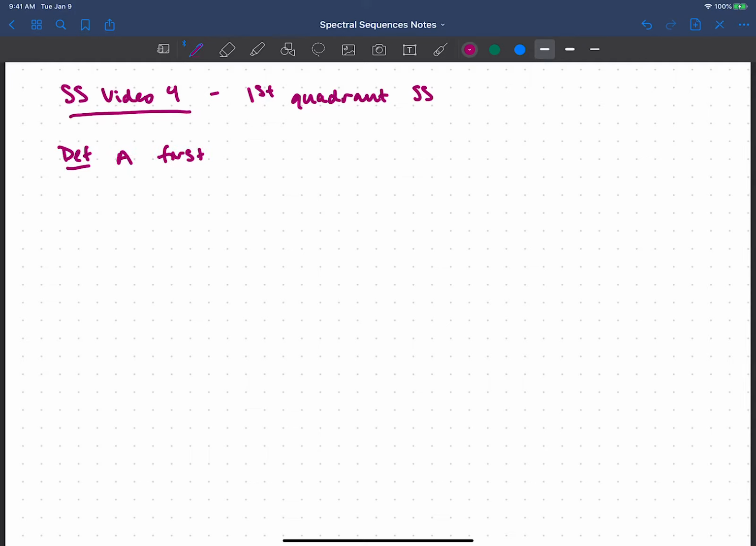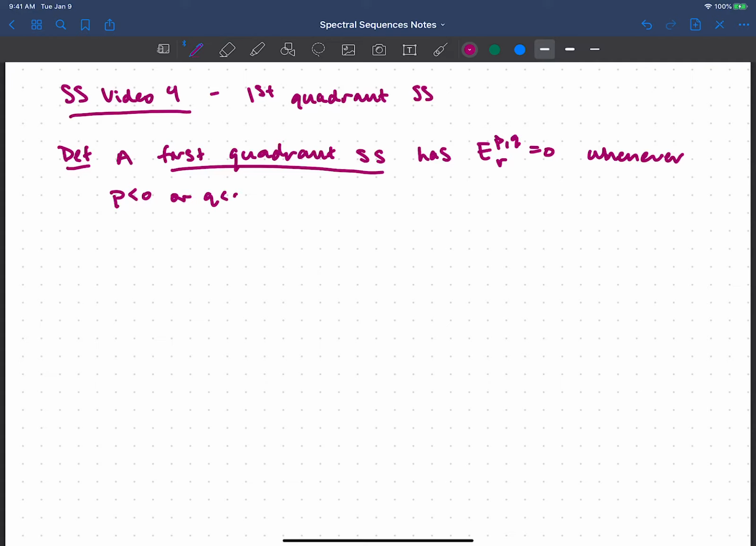A first quadrant spectral sequence just has E_r^{p,q} equal to 0 whenever p is less than 0 or q is less than 0. That tells me all the interesting things are concentrated in the first quadrant. I'm writing this for a cohomological spectral sequence, but of course we could say the same thing for a homological spectral sequence.